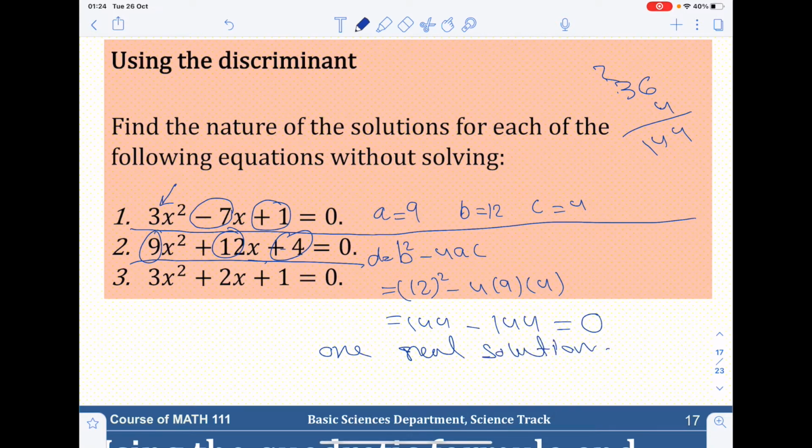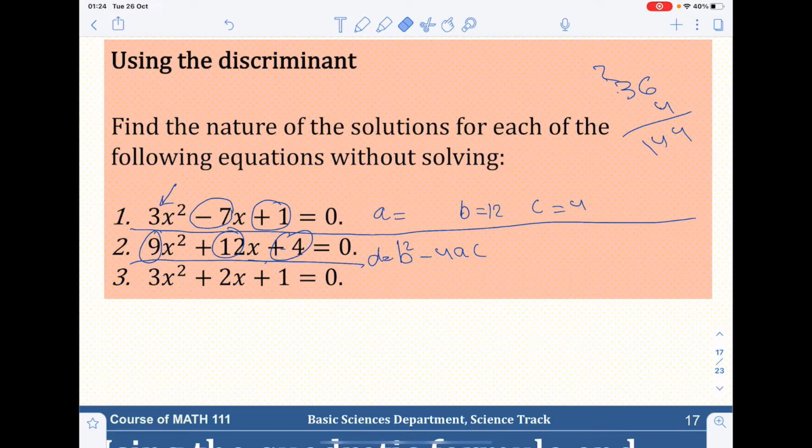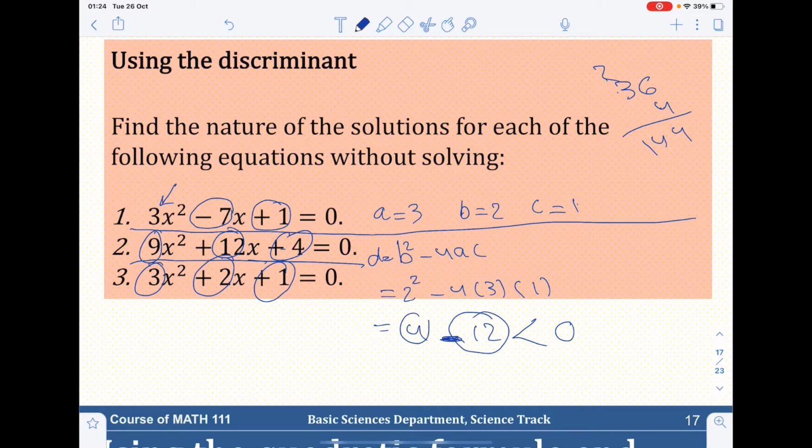Okay, let's do the third equation. So same things, we want to know what is a, what is b, what is c. a here is 3, b is 2, and c is 1. So the discriminant, b squared, which is 2 squared, minus 4 times 3 times 1. So 4 minus 12, which is negative 8, or you can directly say that this is less than 0 because this one is bigger. So it would be negative. It's negative 8, which is less than 0.